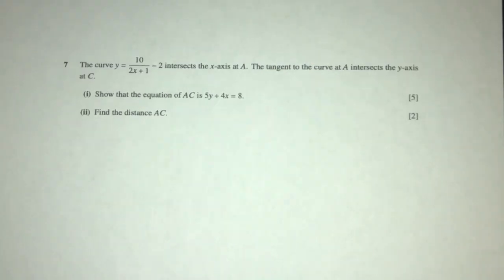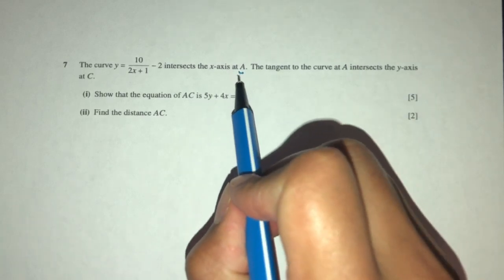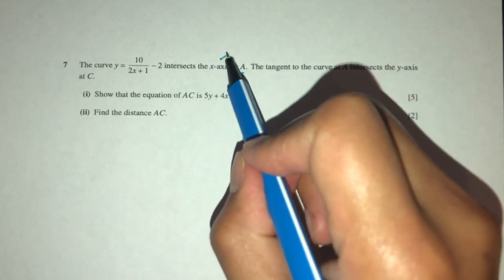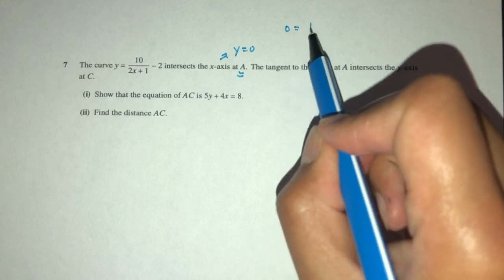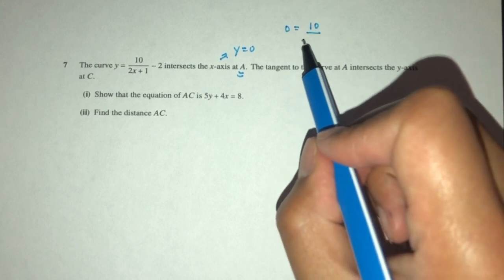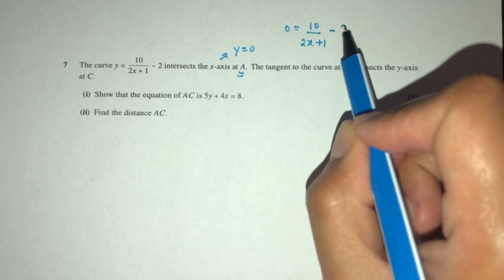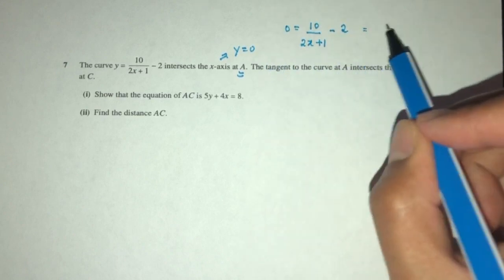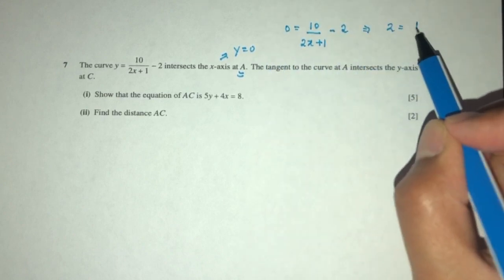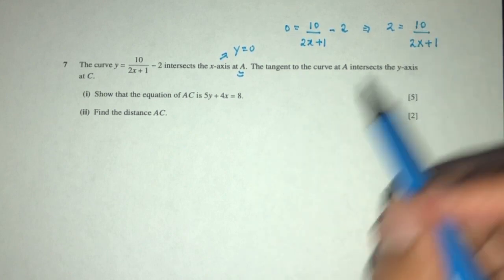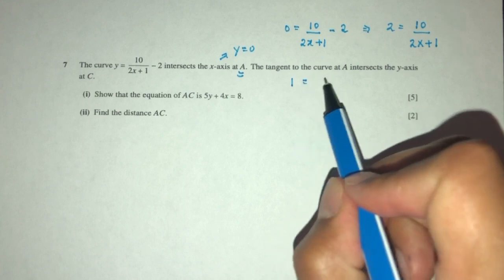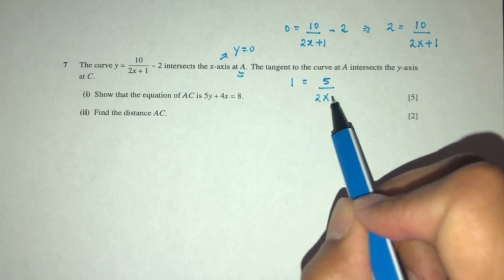Now let's move on to the next question. The curve y is given to you by this. It intersects the x-axis at the point A. So now we know at x-axis the value of y is 0. Replace, you will have 0 is 10 over 2x plus 1 minus 2. Send 2 over here, you will have 2, 10 over 2x plus 1. Now we can divide by 2 on both sides. You will have 1 here, that should be 5, and you will have 2x plus 1.